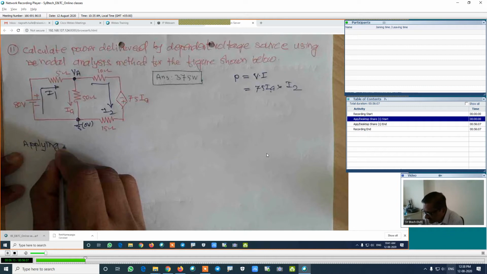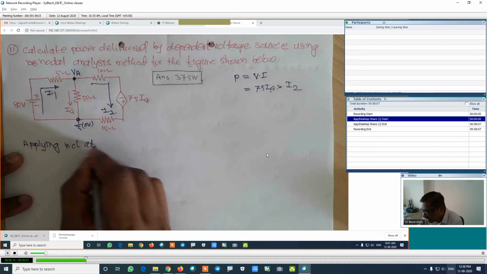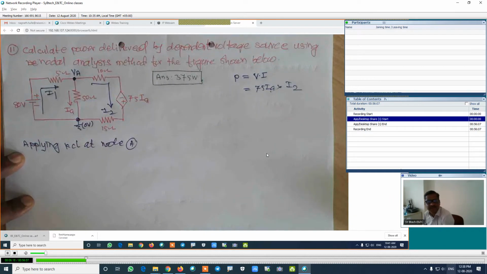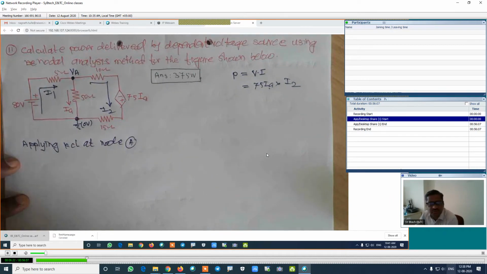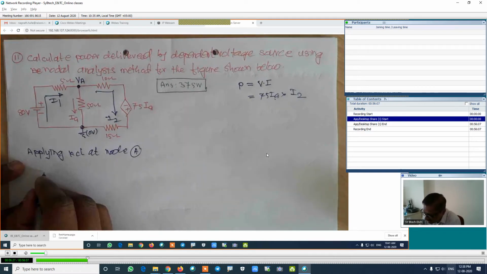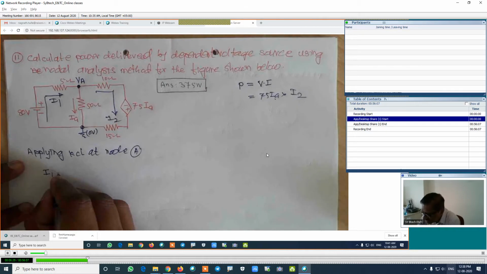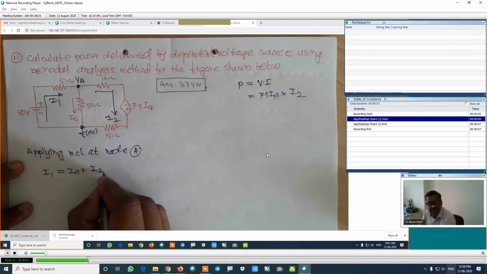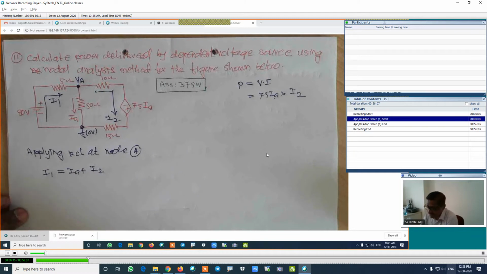Applying KCL, Kirchhoff's current law, at node A, the equation will be I1 is equal to IA plus I2. How are the values of IA, I1 and I2? We will try to find out these values.